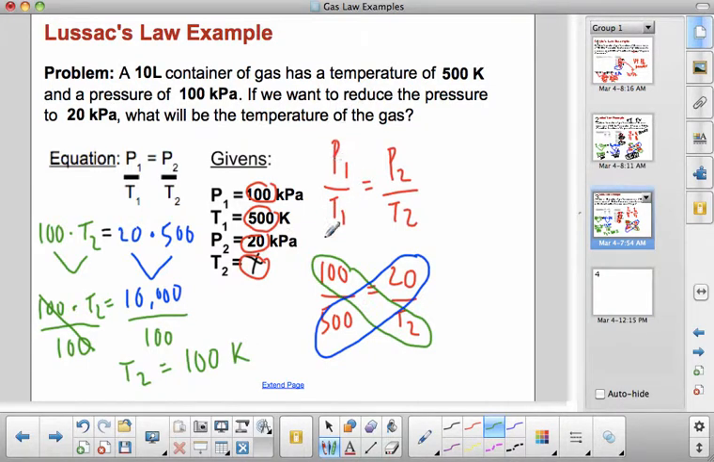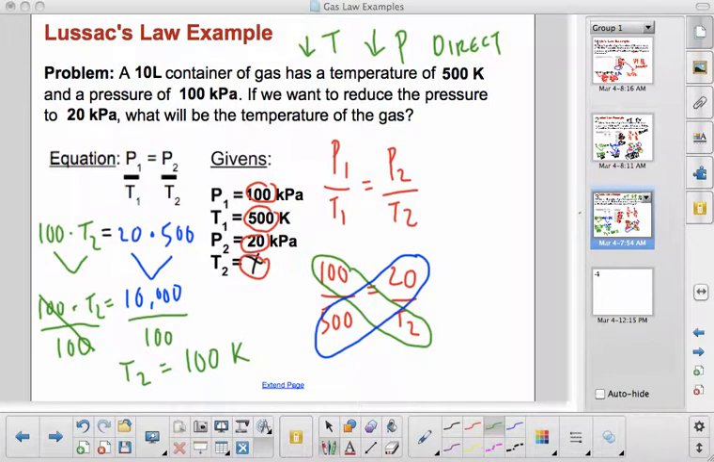When we take a look at this example here, we notice that the temperature went from 500 down to 100. And that caused the pressure to drop from 100 down to 20. So we saw that when we decreased the temperature, we saw a decrease in pressure. This is a direct relationship between these two variables. That will take care of the example for Gay-Lussac's law. Talk to your teacher if you have more questions.